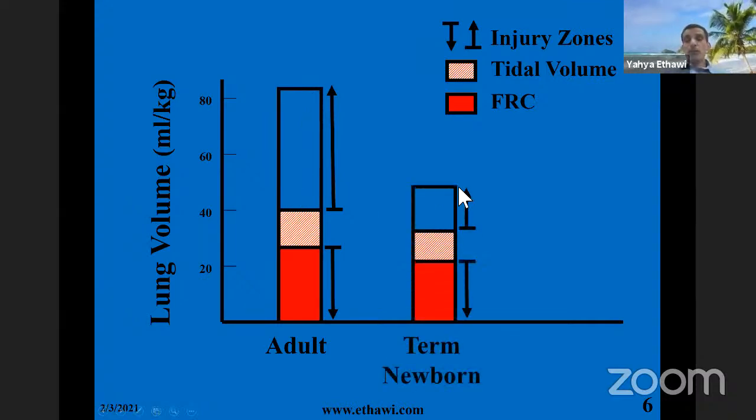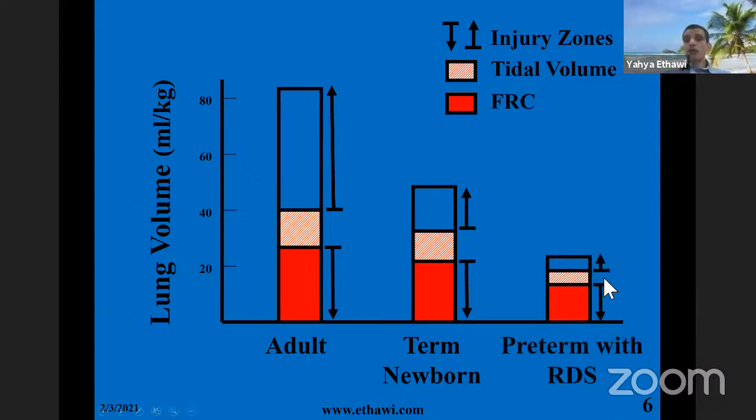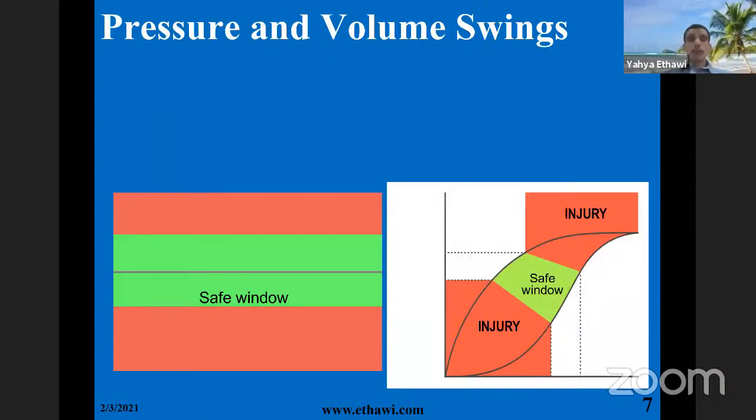In a term baby, the margin of making damage is even smaller, while in a preterm baby it is even tinier. So a little bit of change in tidal volume can cause lung injury. This you need to keep in mind. Now, we remember the overdistension injury, the under-inflation injury, and the safe zone.